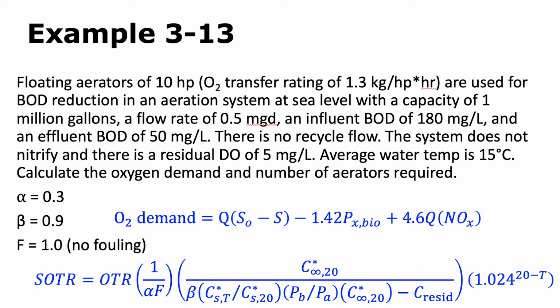There's no recycle flow, and the system does not nitrify. There is a residual DO of 5 milligrams per liter. You can assume that the average water temperature is 15 degrees Celsius, and use the values shown below for alpha, beta, and F, the F factor. So this example is to calculate the oxygen demand and determine the number of aerators required for this system.